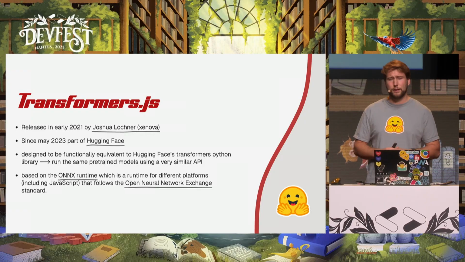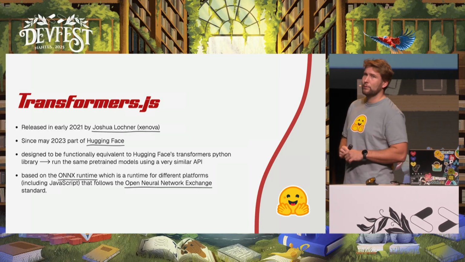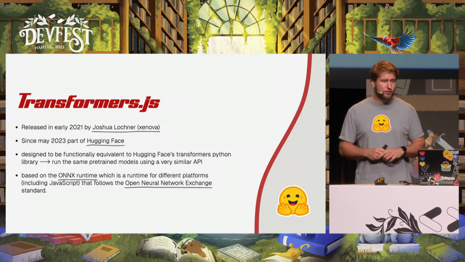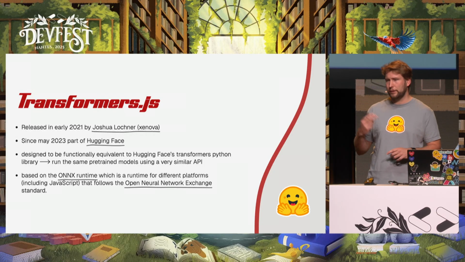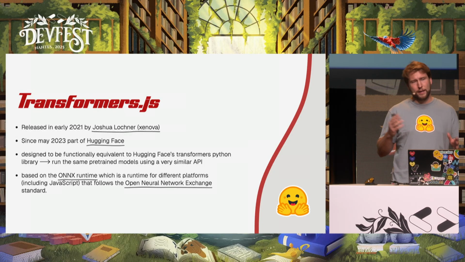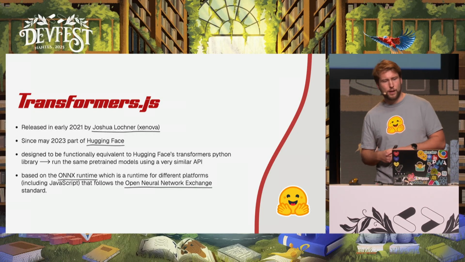Okay, so we have the hardware. Let's have a look at the libraries. There's one library that I use quite a lot for building, and that is Transformers.js. That is also the library that I work on in my day job. Transformers.js was released in 2021 by Joshua Lochner. He's better known by his handle Zenova. He then joined Hugging Face in 2023, so the whole project is now part of Hugging Face.